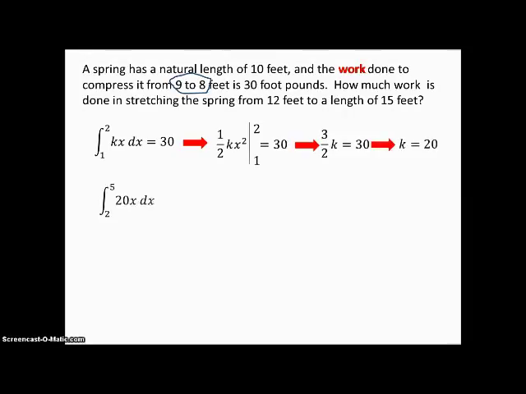And now the next integral, we put 20 in for k, and we're going from 12 feet to 15 feet, so that's 2 feet past its natural length to 5 feet past its natural length. So our integral goes from 2 to 5. 20x dx, integrate, get 10x squared, evaluate, and we get 210 foot-pounds for this problem. Okay, so you've got to read these problems carefully. Make sure that what they're asking for is appropriate for the equation that you're using.